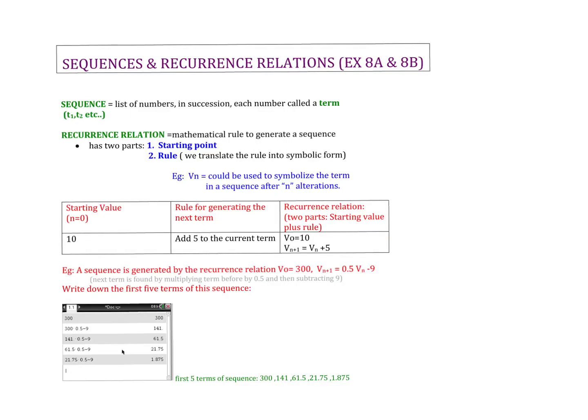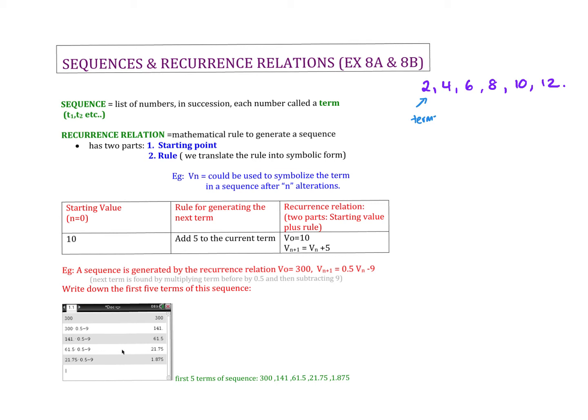All right, so we're going to talk about sequences here. We could have a sequence of numbers. So say, for example, I could have a sequence of numbers like this. Each one of these numbers we know as a term.